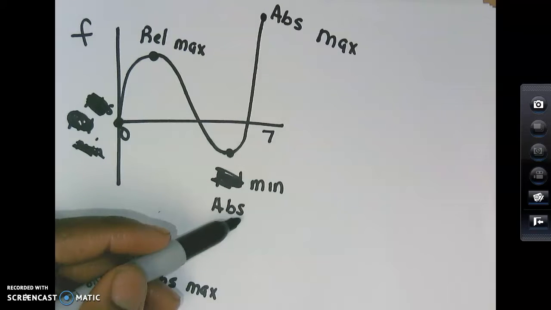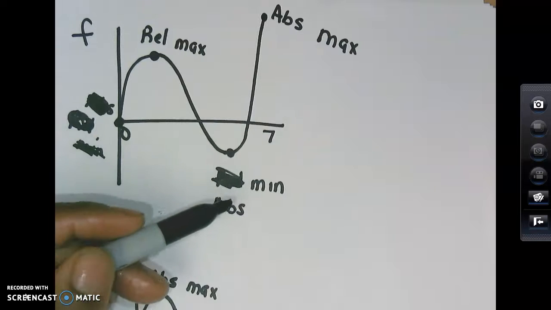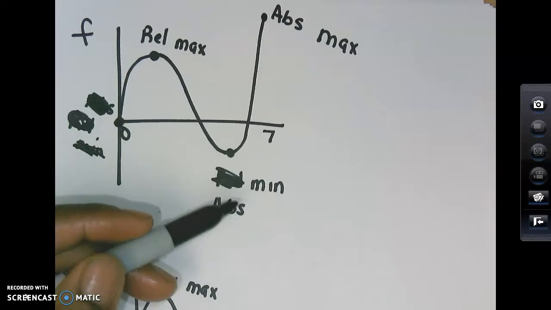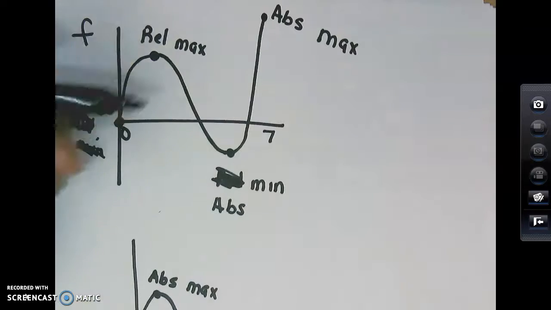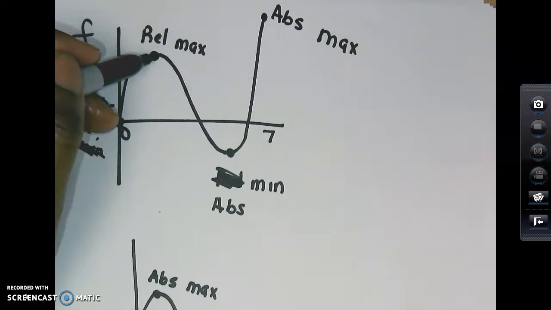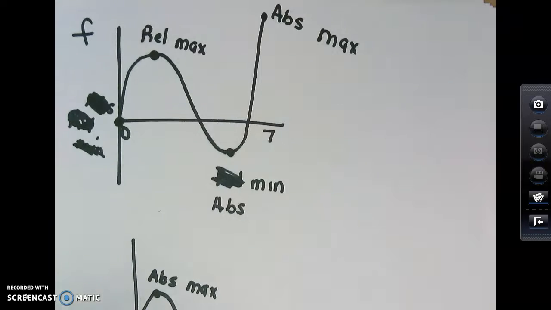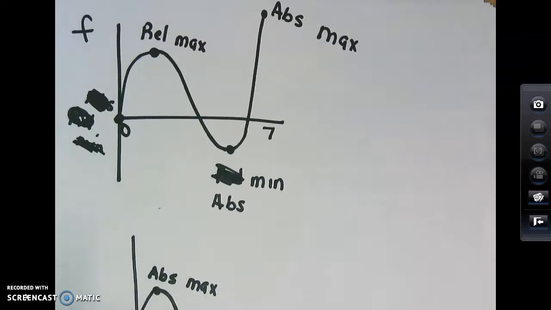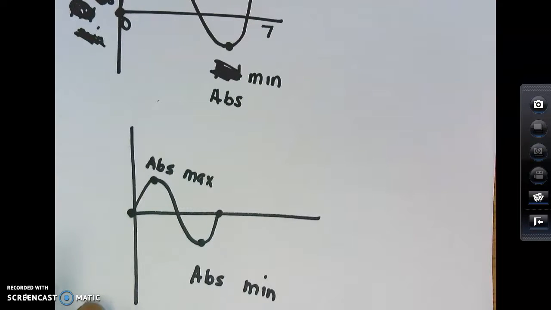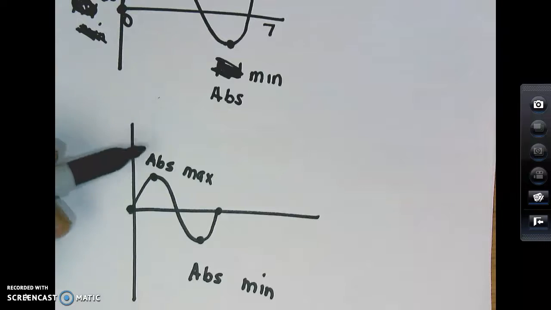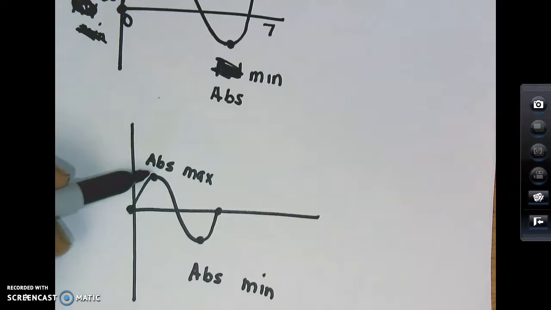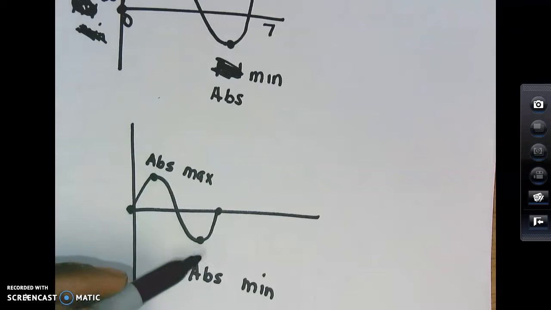So make sure that you do make those distinctions, that sometimes your absolute and your relative minimums are going to be the same. But if you look in this case, you have a relative max that is not your absolute max. So that's not the same situation. But if you look at this next example, you have your absolute max, and so your absolute max is also a relative max, and then your absolute min is also your relative min here.